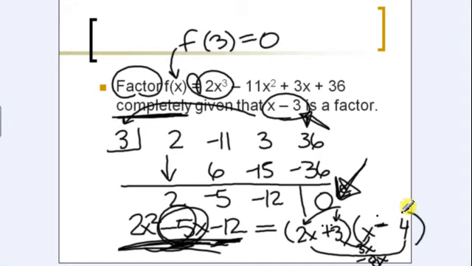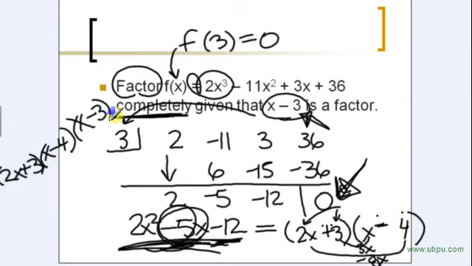So my answer to this problem, factoring that completely, well, my factors are 2x plus 3 and x minus 4. And my initial factor that they gave me is x minus 3. So if I were to multiply those all out, it would equal the initial polynomial. And that is how we can use a combination of synthetic division and factoring that we have practiced before to factor a polynomial completely.